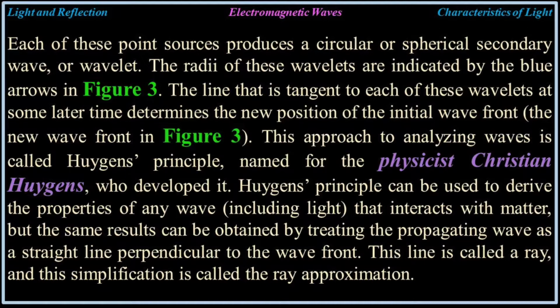This approach to analyzing waves is called Huygens' principle, named after the physicist Christiaan Huygens, who developed it. Huygens' principle can be used to derive the properties of any wave, including light, that interacts with matter. But the same results can be obtained by treating the propagating wave as a straight line perpendicular to the wave front. This line is called a ray, and this simplification is called the ray approximation. Look back on Figure 3 and see if what is written here makes sense with what is there.